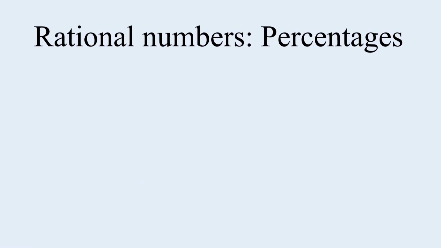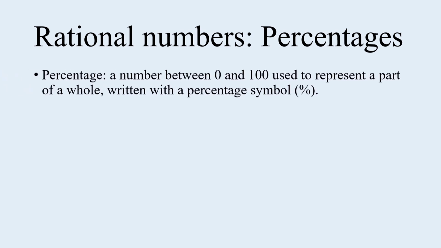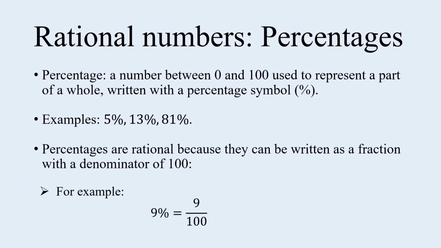Now let's move on to percentages. A percentage is any number between 0 and 100 used to represent a part of a whole, and it's written with a percentage symbol. Examples of percentages include 5%, 13%, and 81%. Again, you might be asking, why are percentages considered rational? Well, percentages are rational because they can be written as a fraction with a denominator of 100. For example, 9% can be written as 9 over 100.